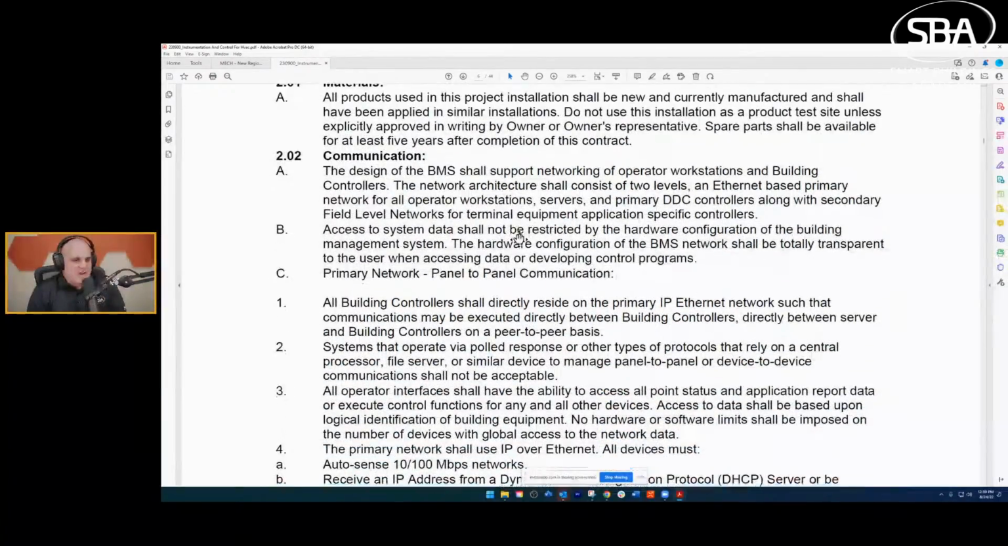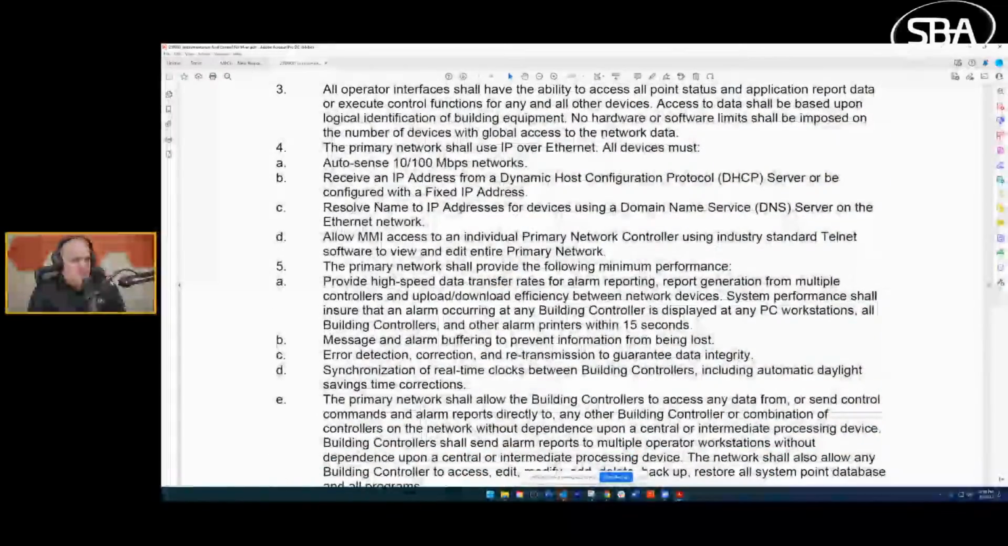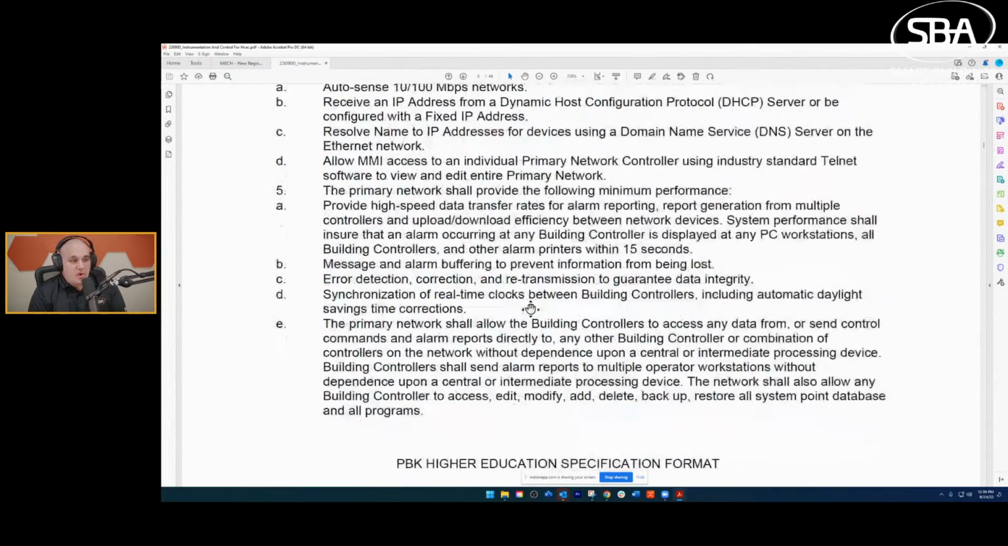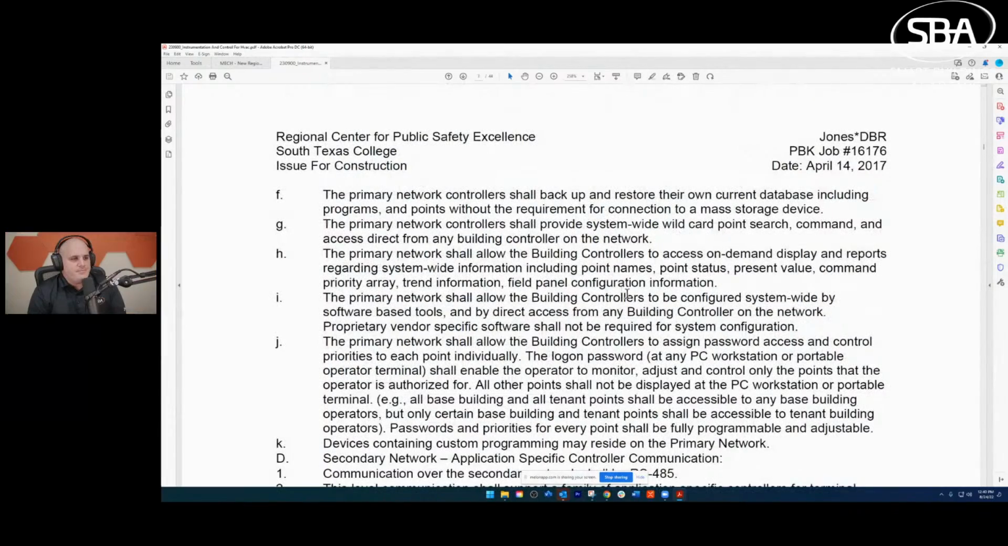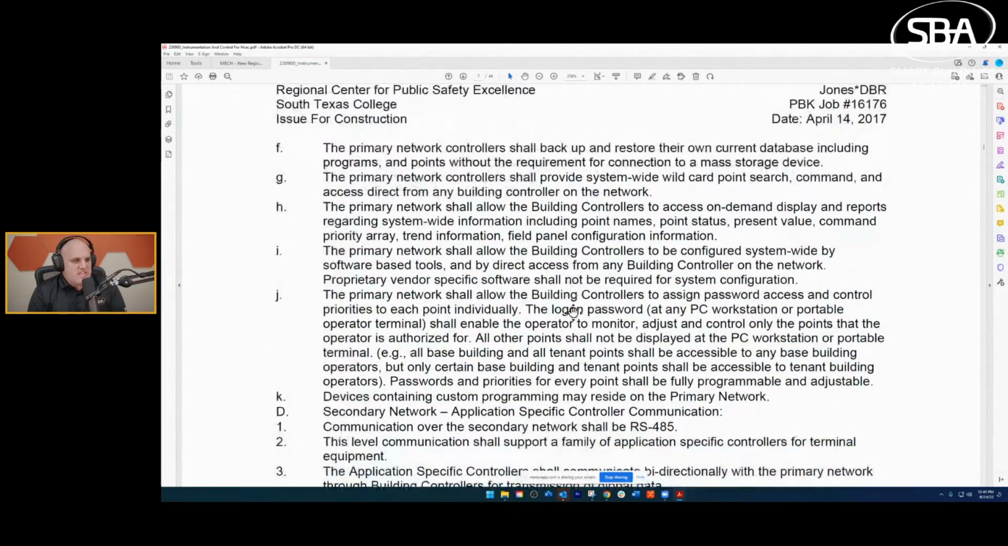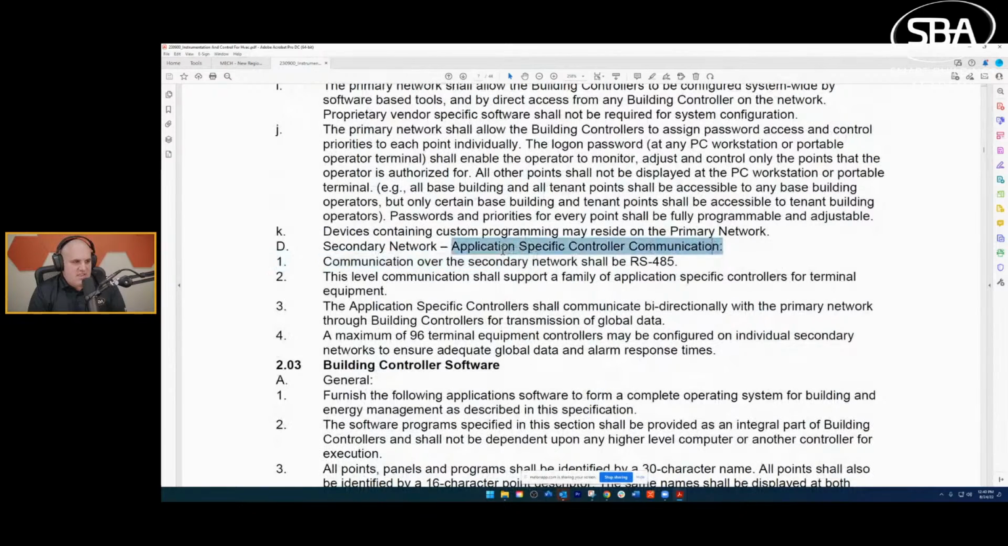Communication, this just lists out how we are going to communicate. This one talks about a bunch of IP stuff. It's basically saying you need an IP network for the supervisory device and your central plant and air handler controllers. That's called the primary network. Those of you who work with Siemens, you're going to recognize the language in here. And then you'll see your secondary network, which is ASC.